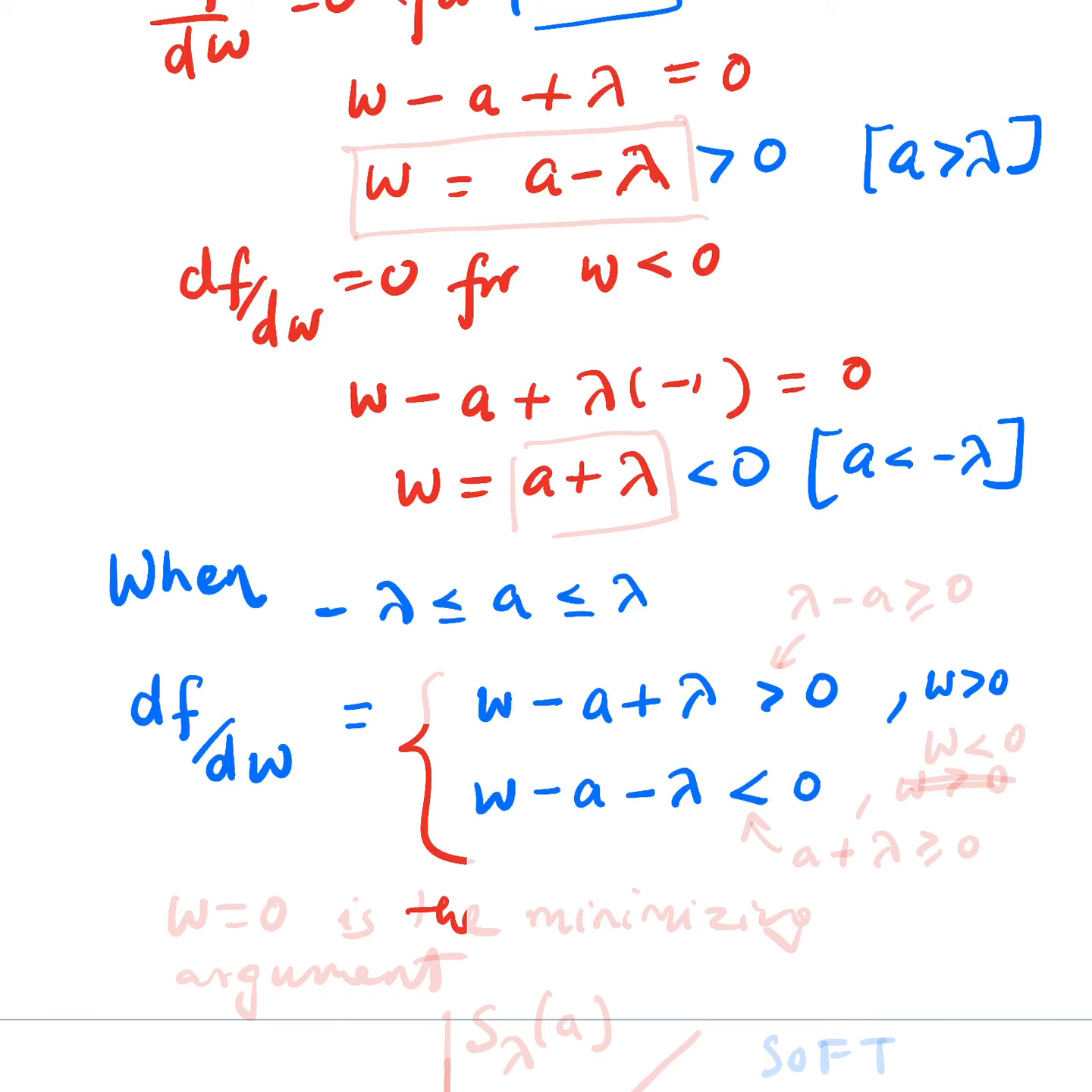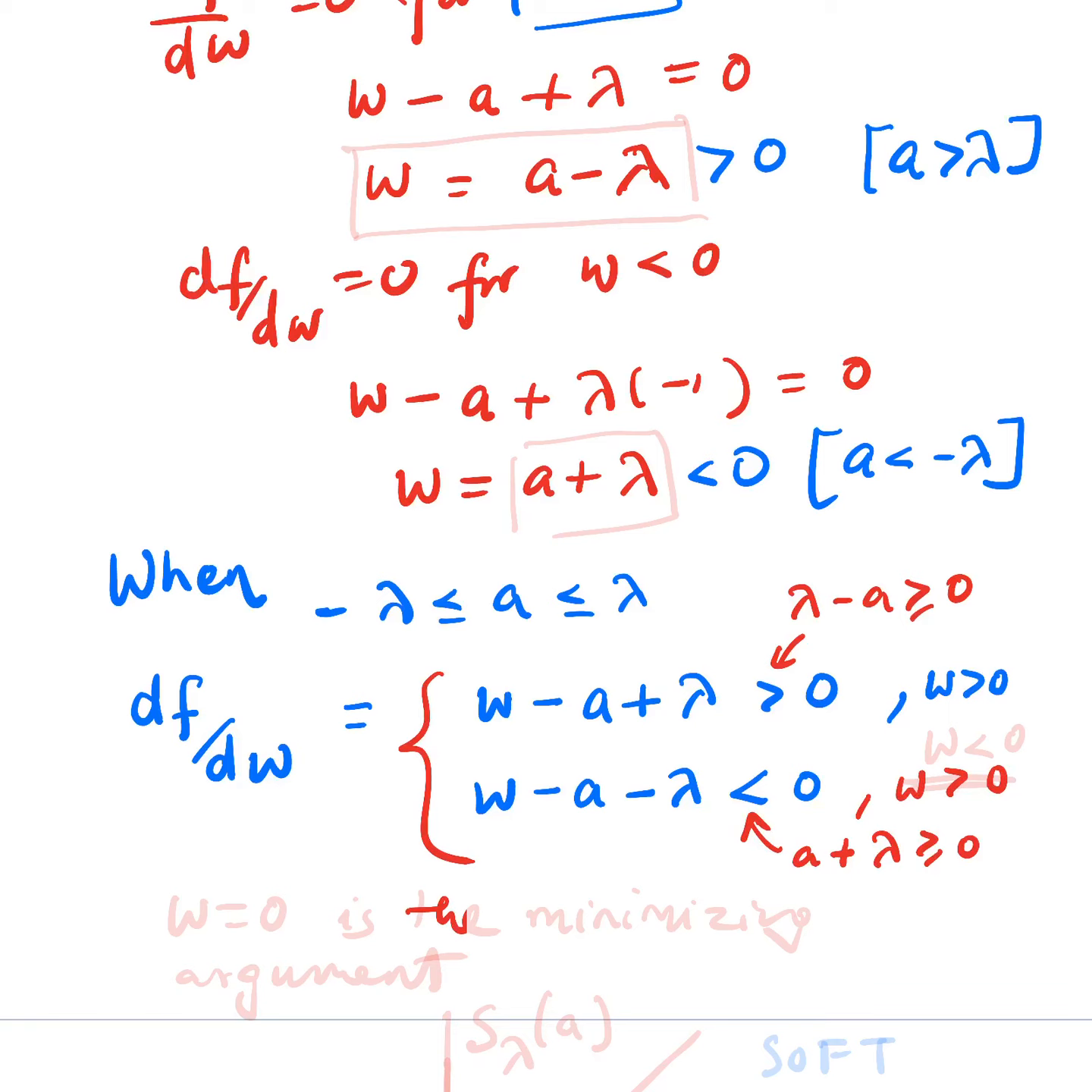Let me just clarify again why. Here I have that lambda minus a is bigger than or equal to 0. That's why I have this. And here I have that a plus lambda is bigger than or equal to 0, and w is less than 0. So w minus something positive is less than 0. So I have this picture.